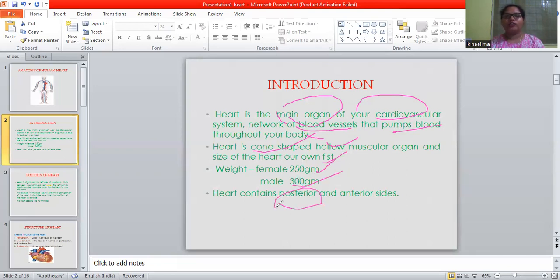The heart contains a posterior and an anterior side. Posterior means the upper side of the heart, and anterior is the lower side of the heart.